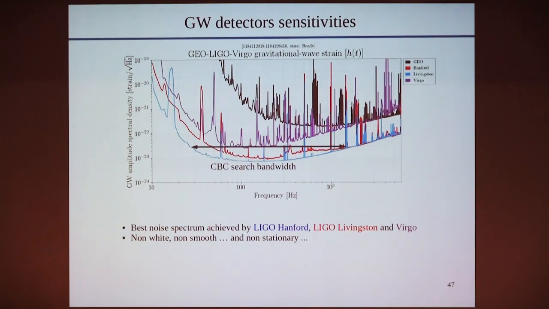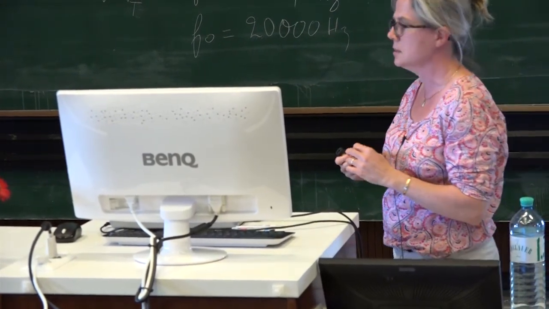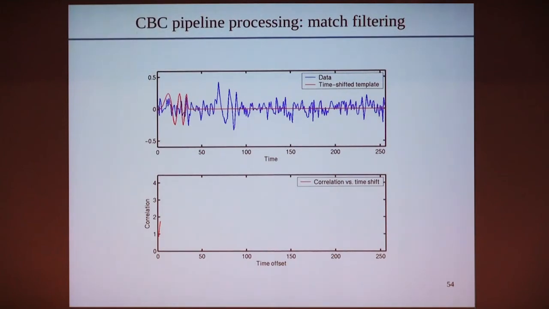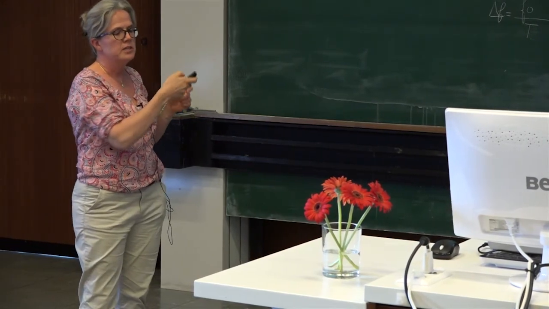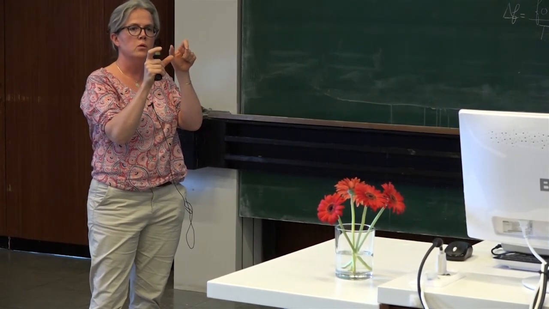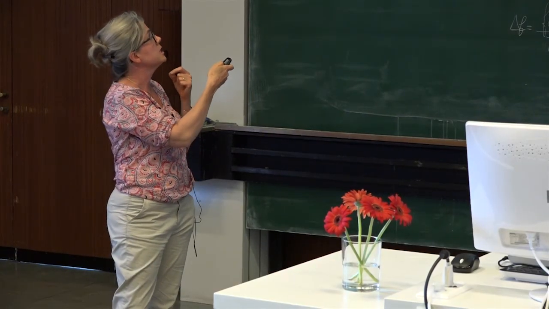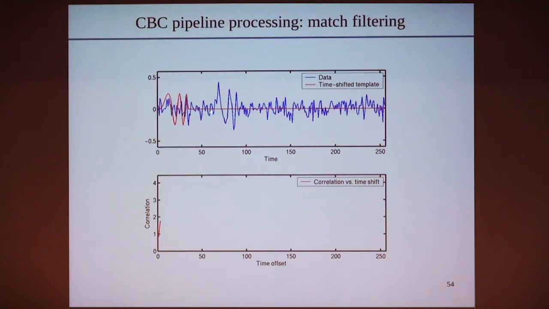So I want to show you here how matched filtering works. It's an illustration of how it works. Here, in blue, you have the data time series. I told you that what you do in matched filtering is convolve your data in the Fourier domain with a filter, which is the waveform you're looking for. So in red here, it's the signal I'm trying to look for in my data.